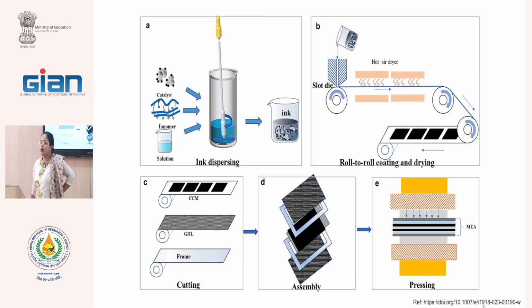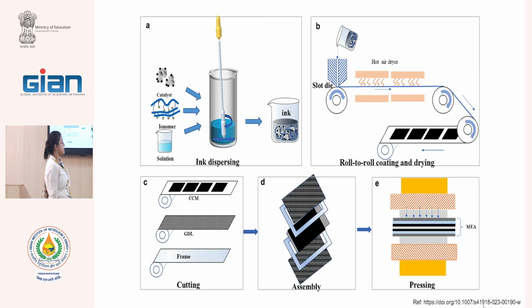Now let us discuss a little bit about how to assemble this MEA. Now that we know the composition of our MEA, we have to make it in such a way that our losses, the transport losses through them, should be minimized.